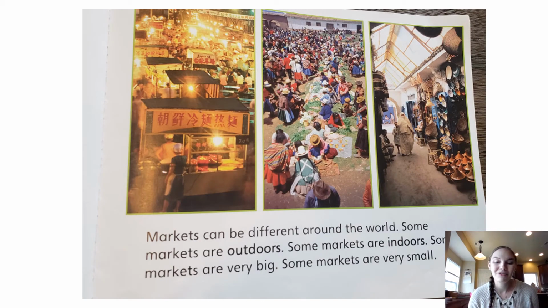Markets can be different around the world. Some markets are indoors, some markets are outdoors. Some markets are very big, and some markets are very small. So most of the markets we have around here are indoors. So going to the grocery store or going to the PX, all of those would be indoors. But they also have some grocery stores that are outside. So think about when you go to a farmer's market. That is like an outside grocery store.